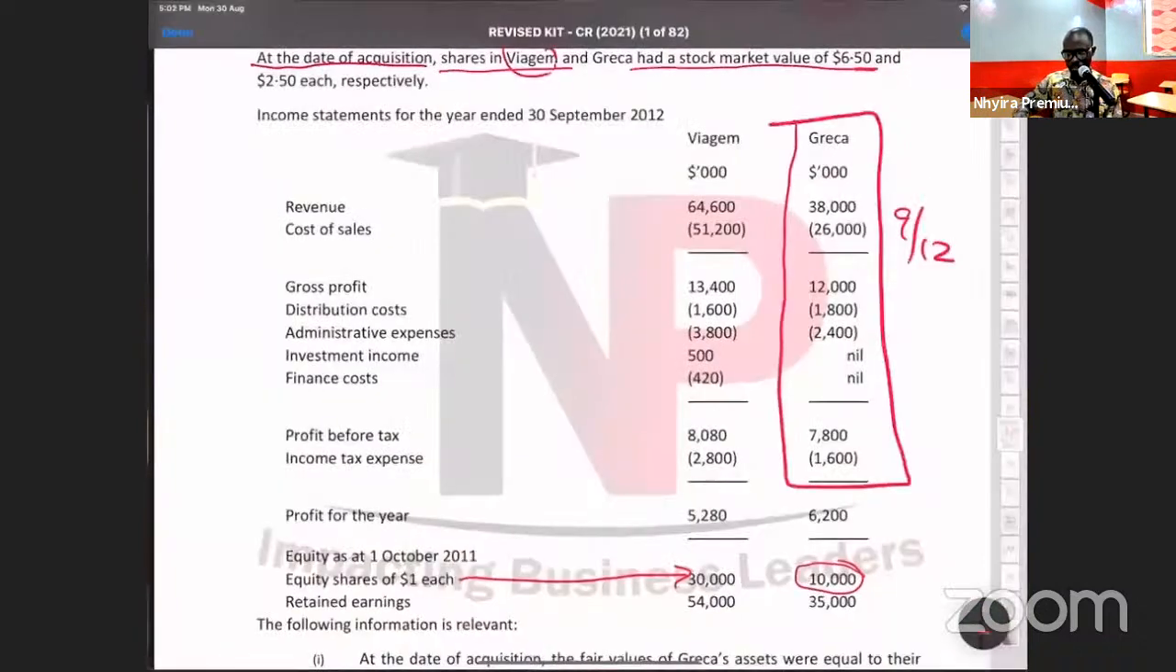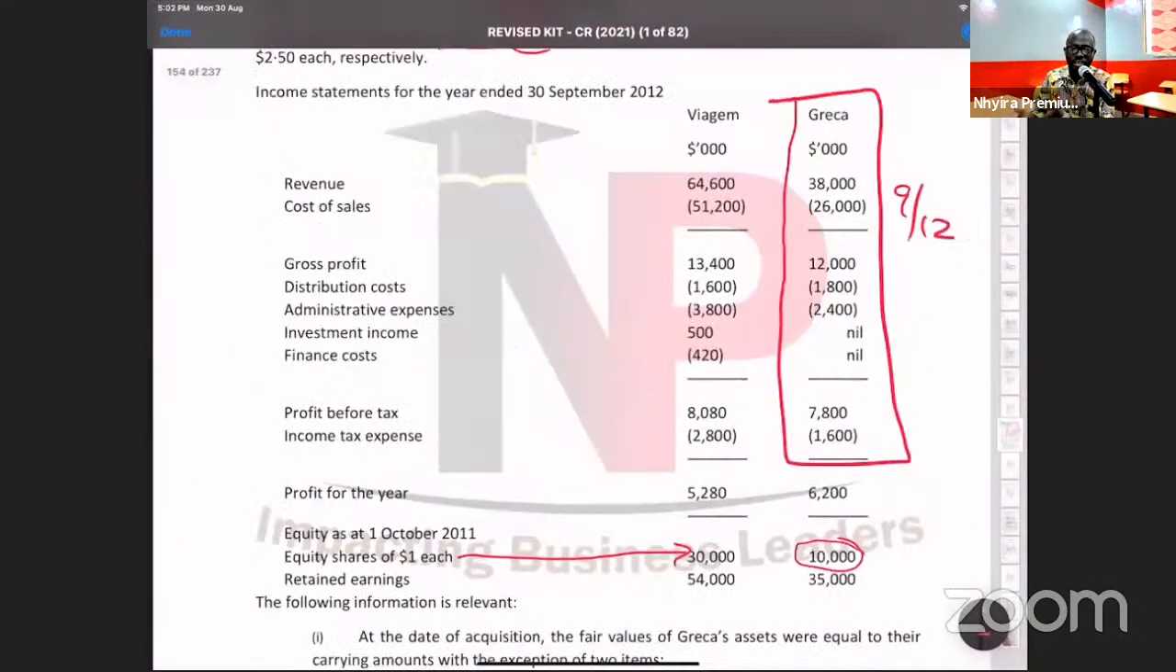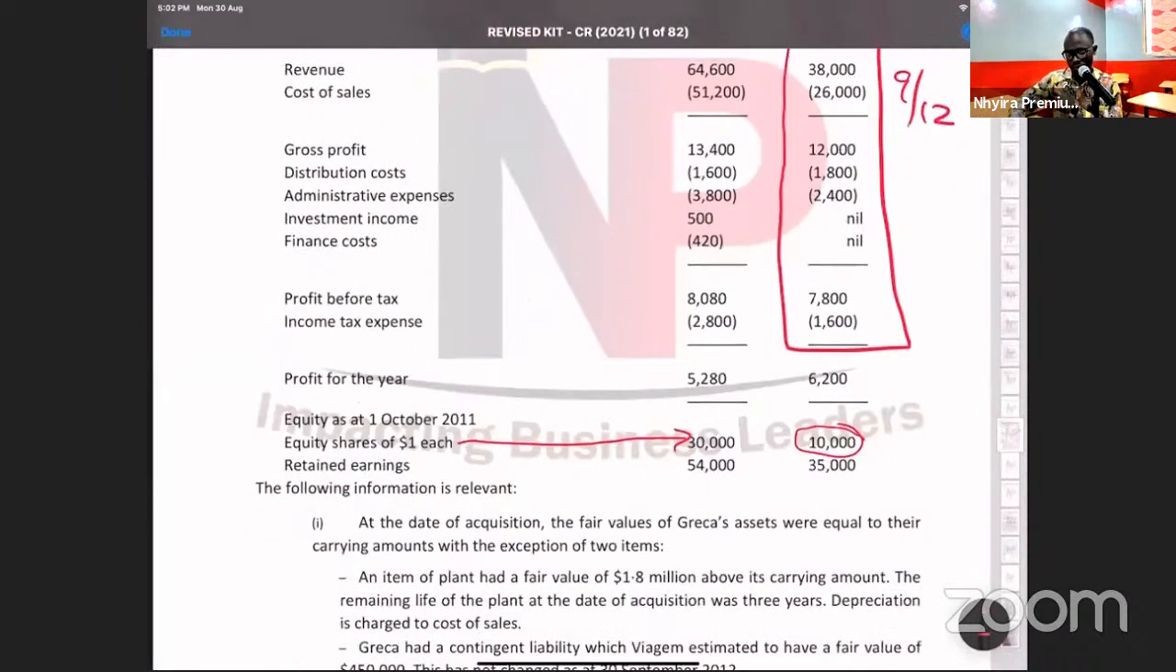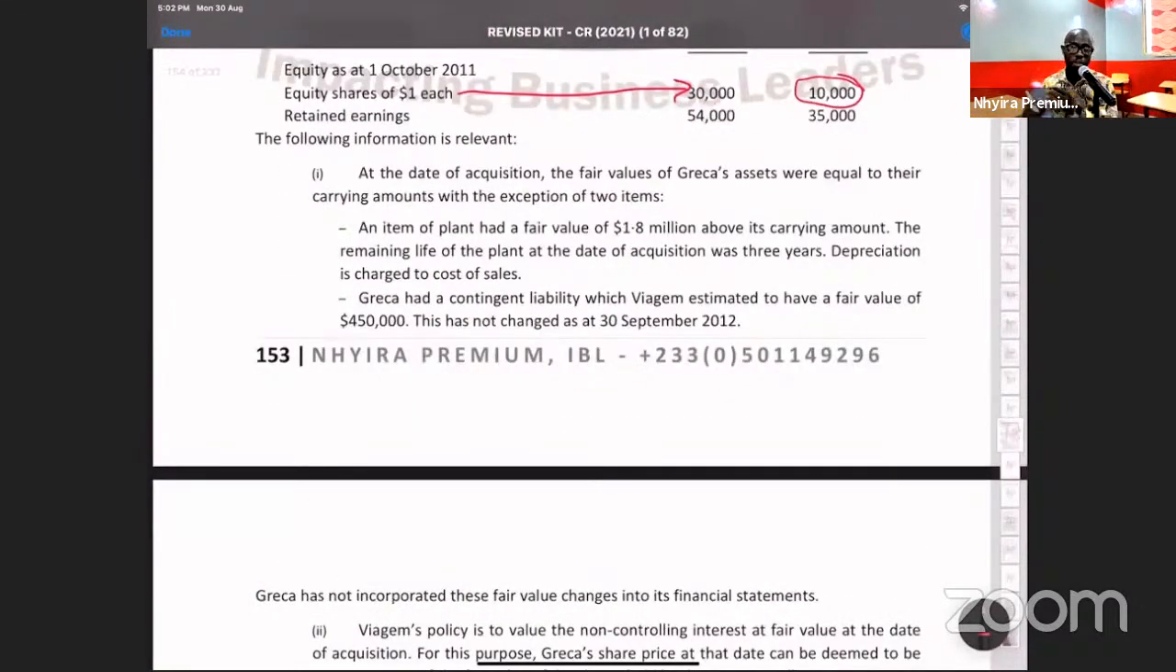So now that I've set that aside, I've written it down that everything I'll take 9 over 12, I go to the footnote. This is where the journey actually begins to mess you up if you're going to be messed up.